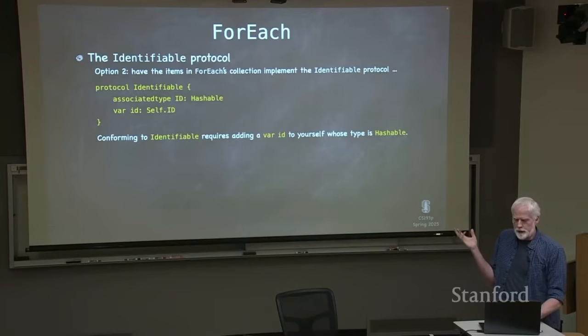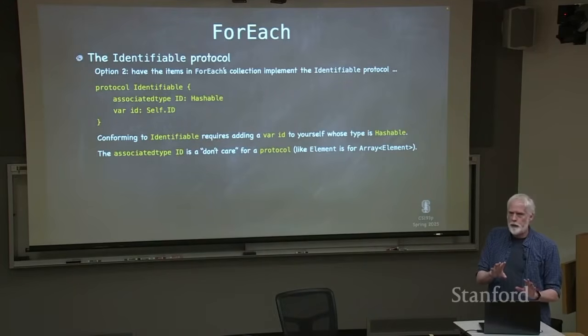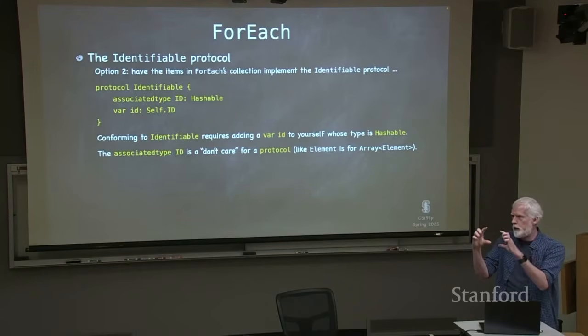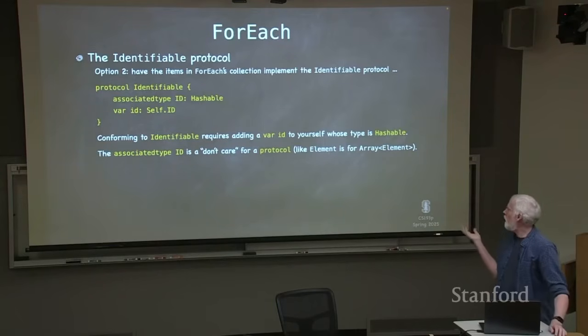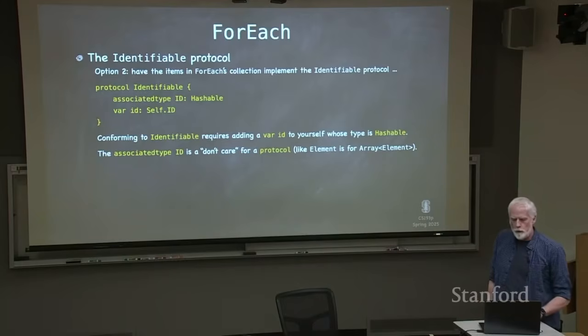Now, let's look at the rest of this kind of wacky thing. You see the associatedtype ID right there? That's a way to specify a don't care for a protocol. We know how to do don't cares for concrete types like Array, right? We said struct Array<Element>. That made Element be the don't care for Array. This is how we can do it for a protocol. protocol Identifiable, associatedtype, this is a keyword, ID, makes ID be a don't care for Identifiable.